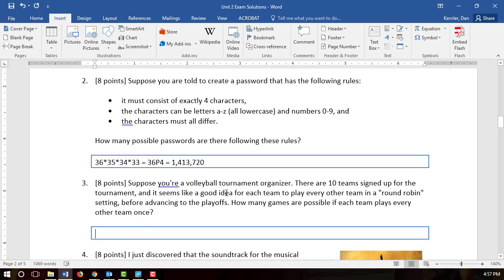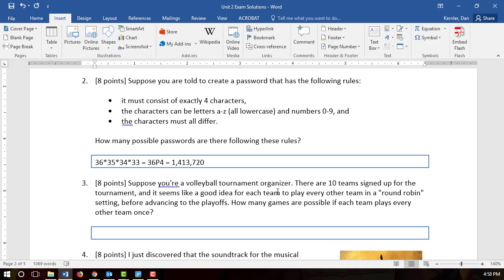Alright, suppose that you are a volleyball team organizer. There are 10 teams signed up, and you think it's a good idea to have each team play every other team. How many games are possible if each team plays every other team once? So the best way to consider this one is to look at each game. Really, how many possible games are there, right? And so for a game, you have to pick 2 teams.